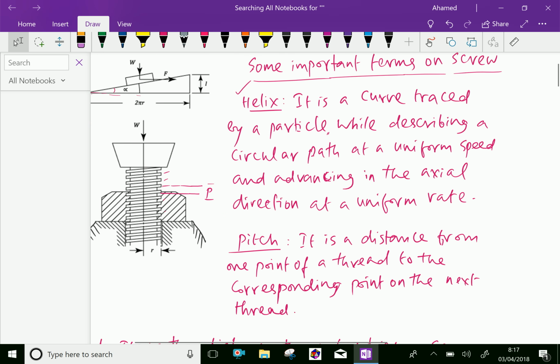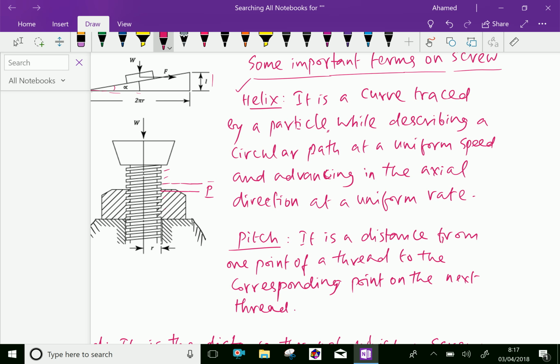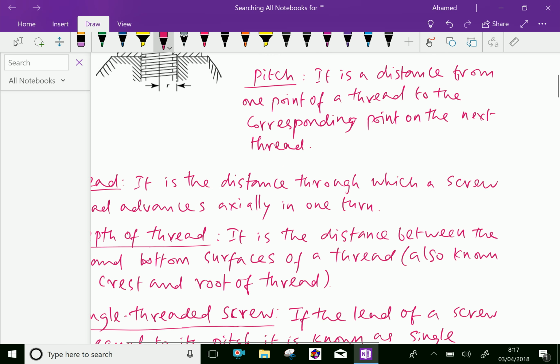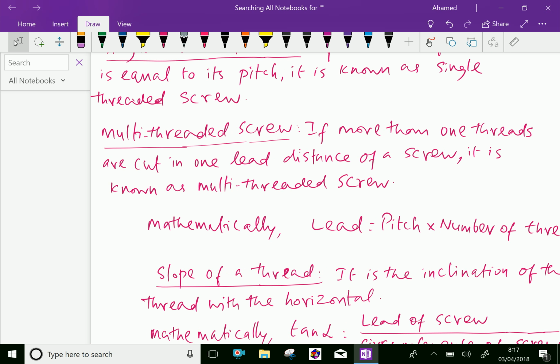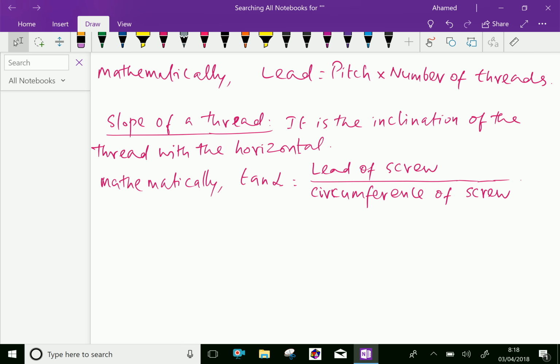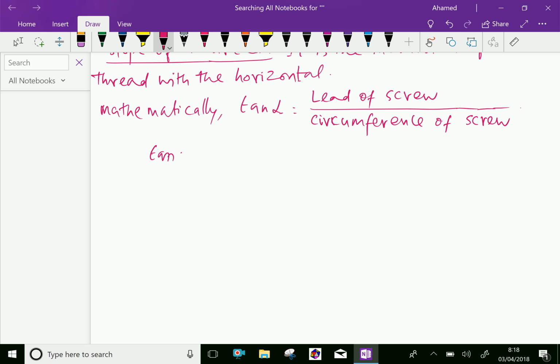Here, this is the lead of the screw. Here, 2 pi r is the circumference of one thread. Now we can express tan alpha equals P, pitch, over pi d if it is a single thread. And for multi-thread, tan alpha equals P over n pi d, where n is the number of threads for one lead.